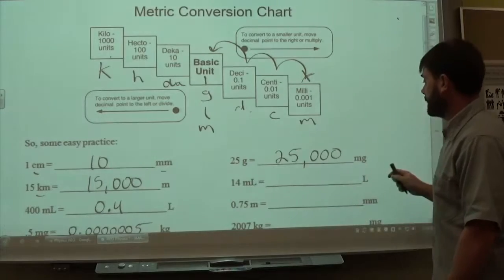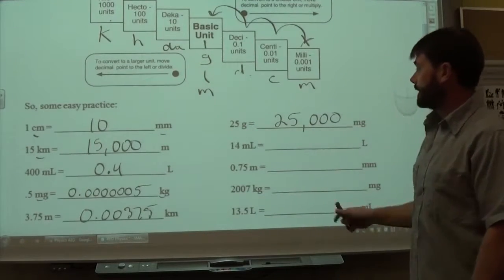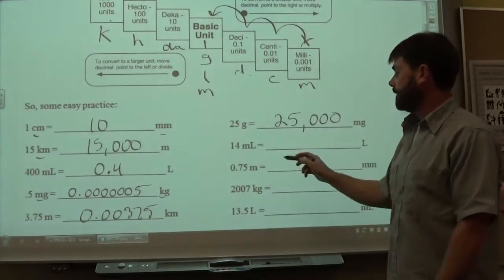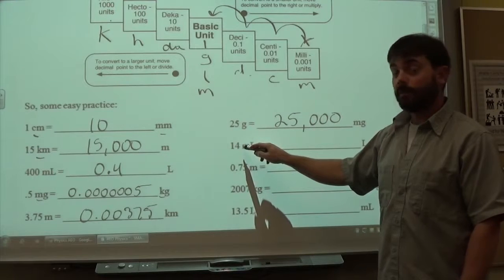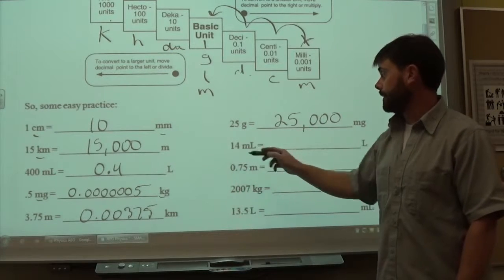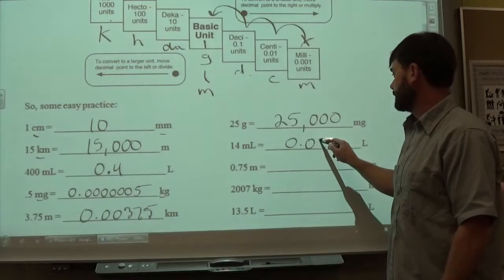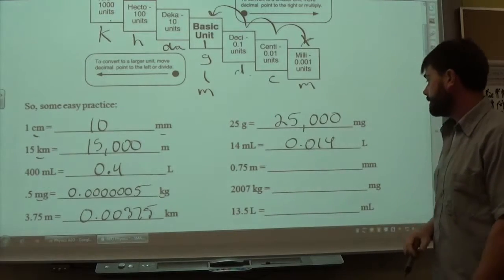Looks something like that. To move your decimal from milli back to the base, I started after the 4. I'm going to go back 1, 2, 3. So this gives me 0.014 liters.